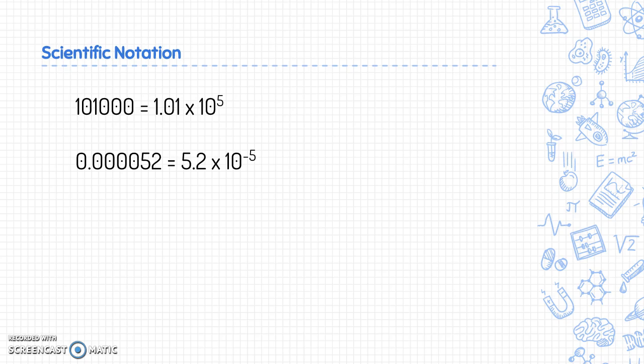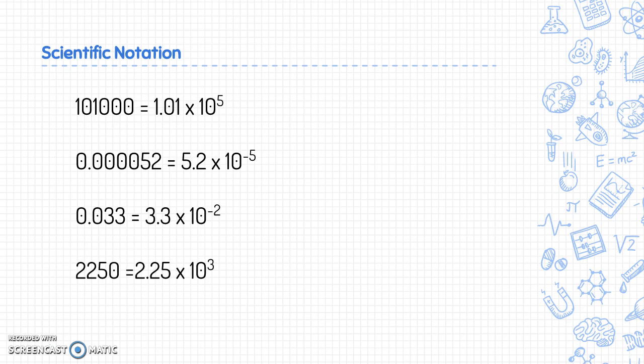On the other hand here, you're moving the decimal point to the right. It's a number less than 1. It's a smaller number, so the exponent becomes negative. 5.2 times 10 to the negative 5th. This becomes 3.3 times 10 to the negative second. Again, you're moving the decimal point to the right. And here, you're going to move the decimal point 3 places to the left, 2.25 times 10 to the third. Again, notice all of these numbers are between 1 and 10.